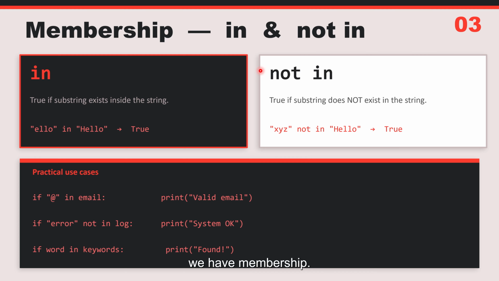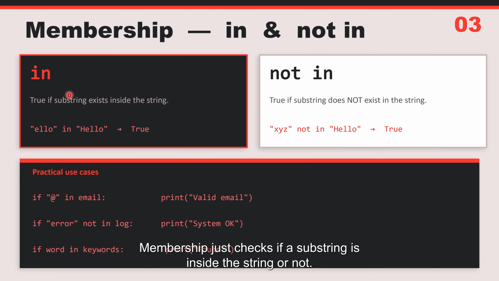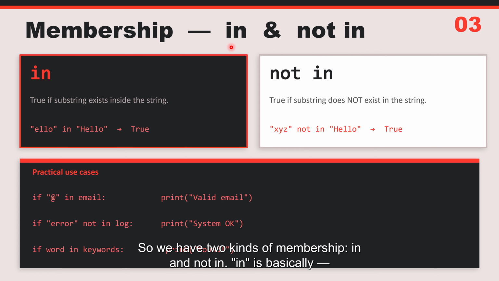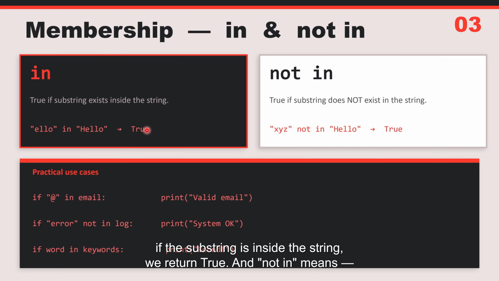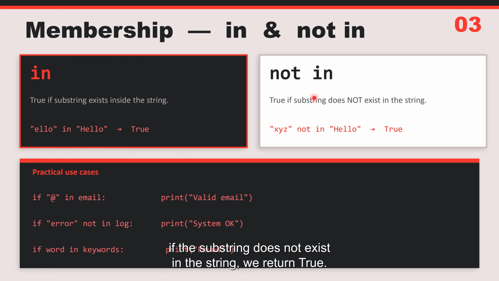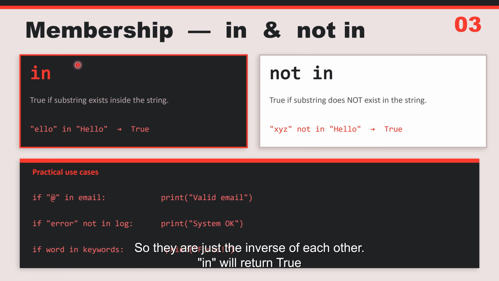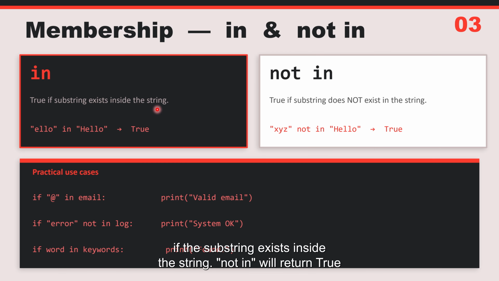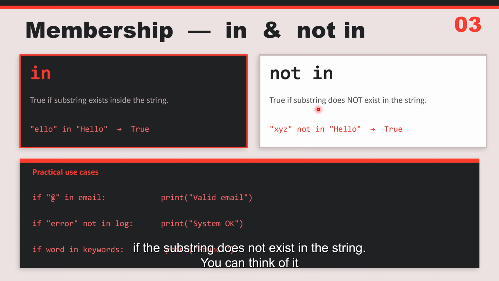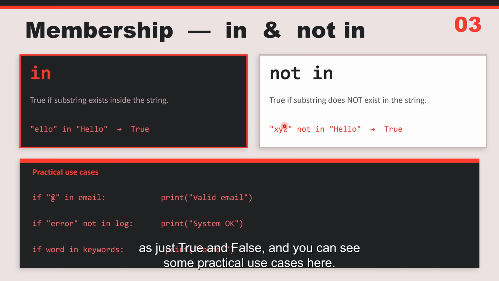Moving forward, we have membership. Membership just checks if the substring is inside the string or not. So we have two kinds of membership, in and not in. In is basically if the substring is inside the string, we return true, and not in means if the substring does not exist in the string, we return true. So these two are just inverse. In will return true if the substring exists inside the string. Not in will return true if the substring does not exist in the string. You can think of it as just true and false.